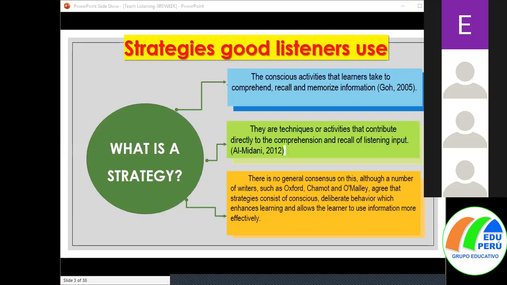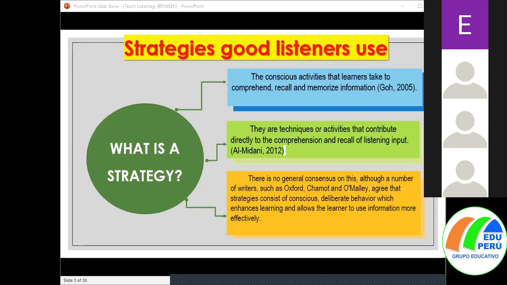Remember, summing up, you could say that a strategy is a conscious activity or technique. Sometimes we could differentiate a strategy and a technique, but sometimes they are similar, all right? So conscious activities or techniques that contribute to our learning. How is this helpful? Because these strategies are going to make us receive, recall, and memorize the information and use it better, effectively. All right? So these are the strategies.